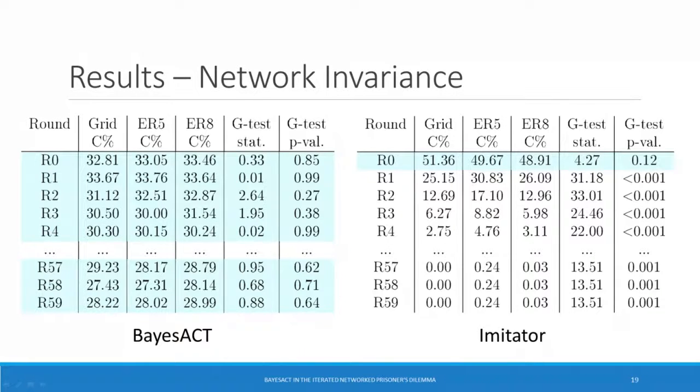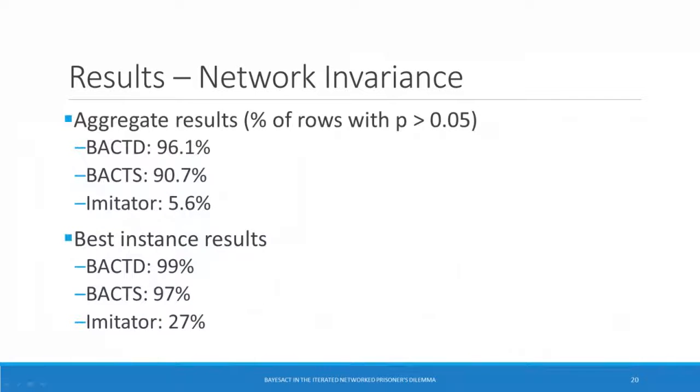This is just one example. In aggregate, we get results like this. For each of the BayesACT versions, we see upwards of 90% indistinguishability. The imitator bots, less than 6. And you can make the argument that it's only the best setting for each of the bots that matters. If we do that, all of the results go up, of course, but the imitator bots are still far behind.